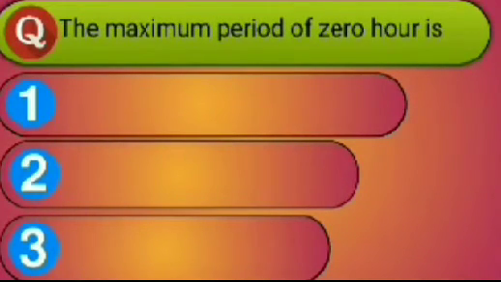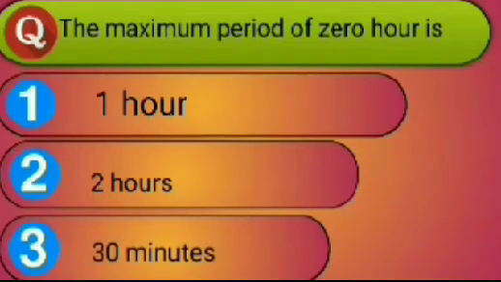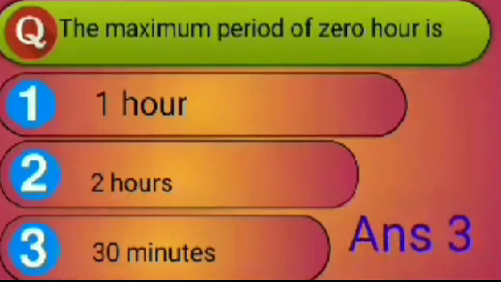The maximum period of zero hour is 1 hour, 2 hours, 30 minutes. Answer: 30 minutes.